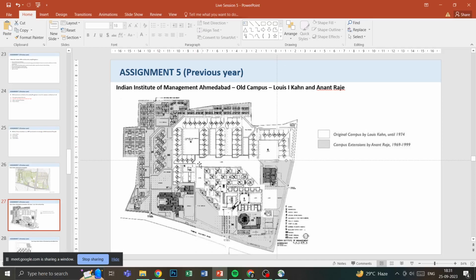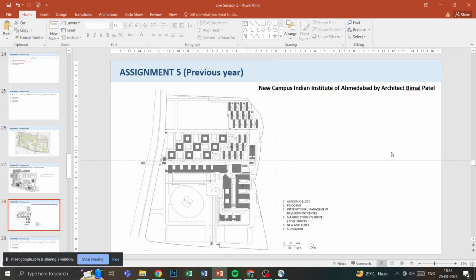I don't know if you can see my cursor or not. Down below is the academic block, and behind that is the student block, and the rest of the part over here is the faculty housing. And the gray part in this plan is all campus extensions, in which you can see the main buildings have been highlighted in dark gray over here, which were the several buildings that Anant Raje made in this campus.